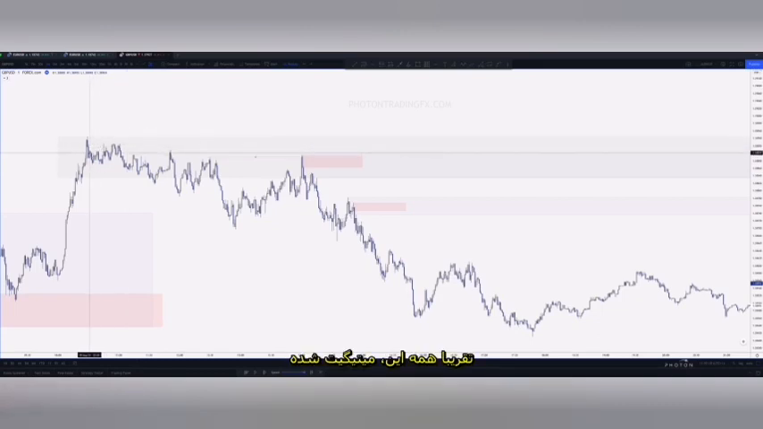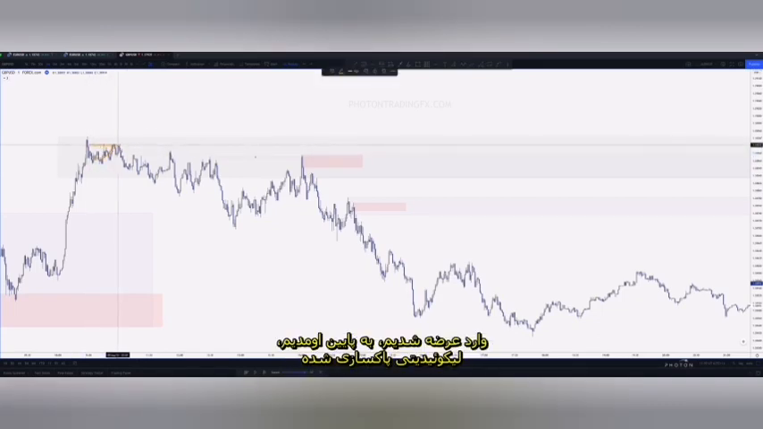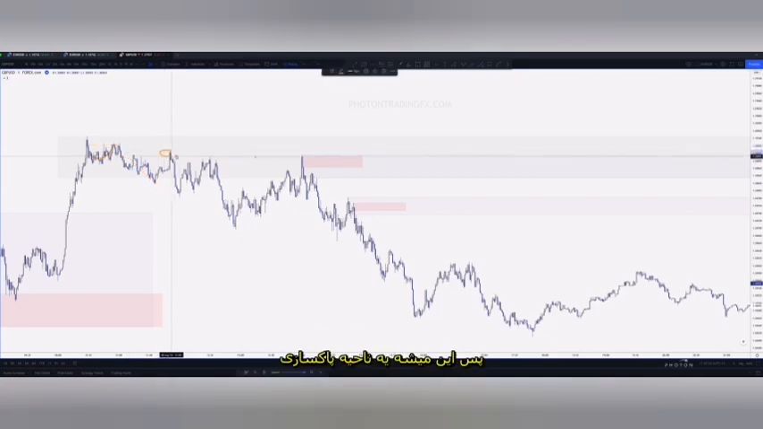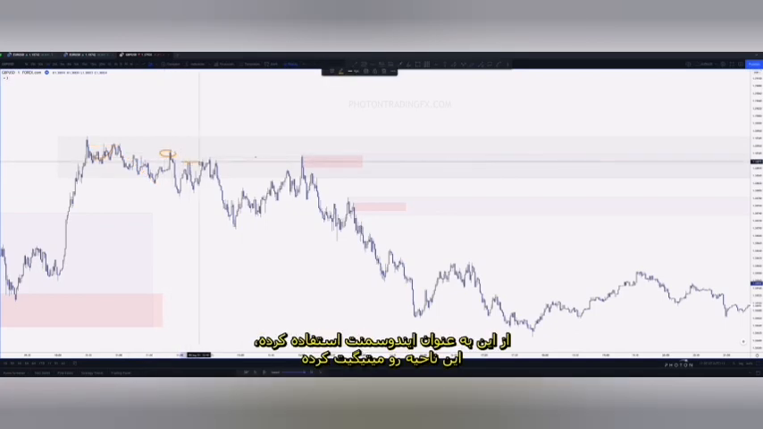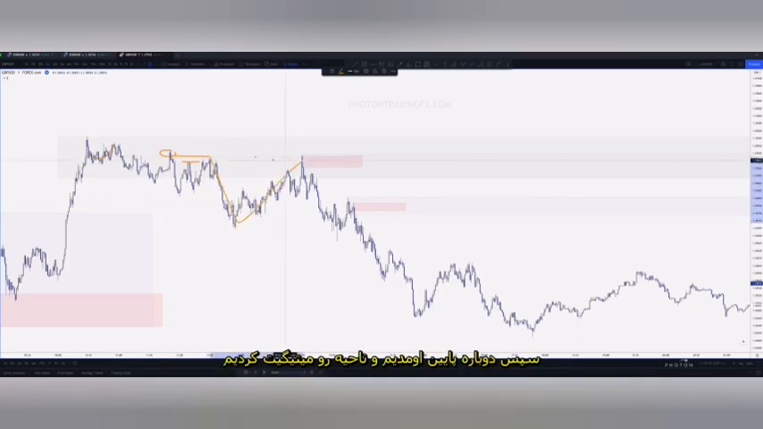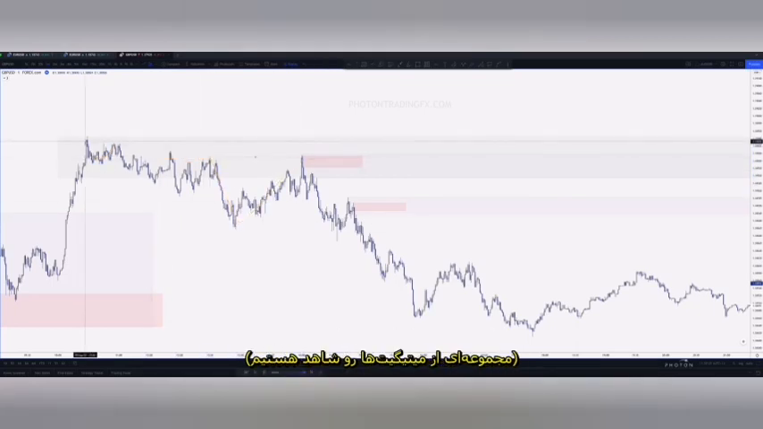And then all of this is pretty much mitigated, right? We came in, tapped that supply, we've come down, we swept liquidity, right? So that's the sweep zone here. Price then comes down, uses that as inducement, and it's mitigated this zone. Then we've come down again, mitigated this zone, right? So we're just following the money. This is just a series of mitigations.